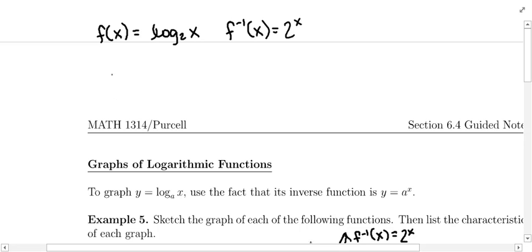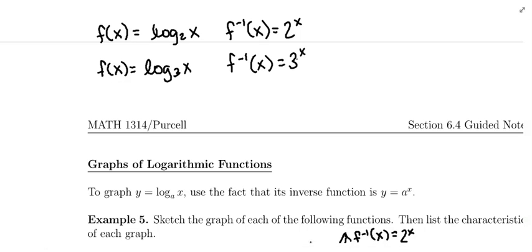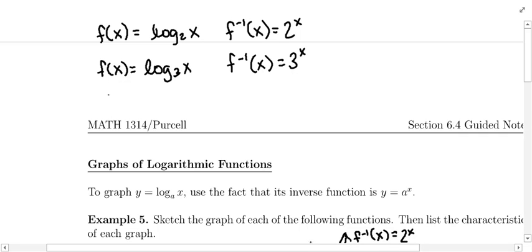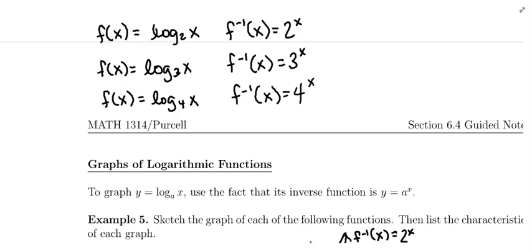If you instead were trying to graph log base 3 of x, you would start with the inverse function 3 to the x. Make a table of values, plot points on 3 to the x, and then switch the x and y's to get points on the graph of log base 3. Same thing if you were trying to do log base 4. Guess what you're going to start with? That's right, 4 to the x. You start with the inverse function, make a table of values, plot those points, and then just switch x and y to get points on the graph of the logarithmic function.